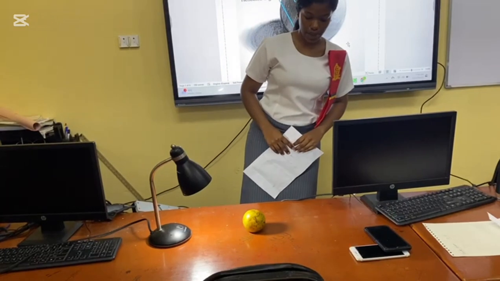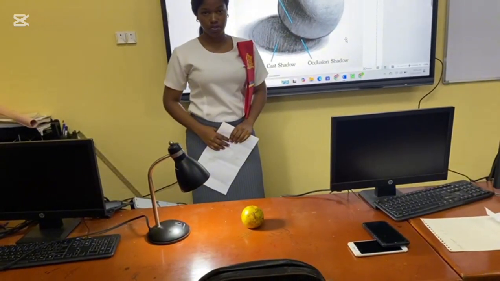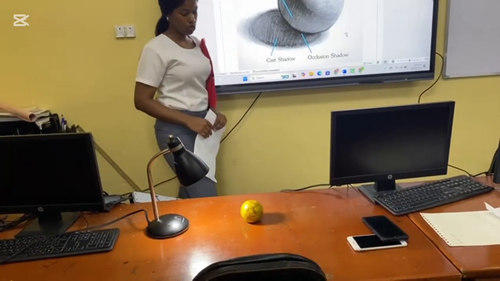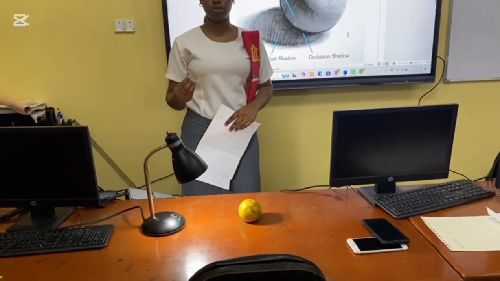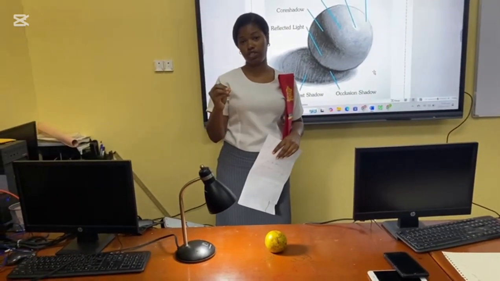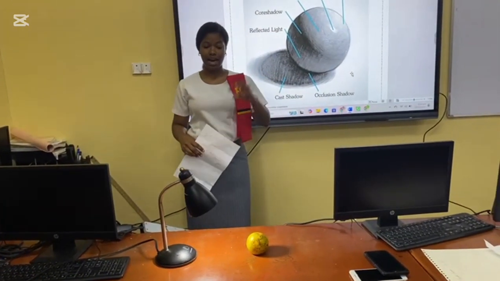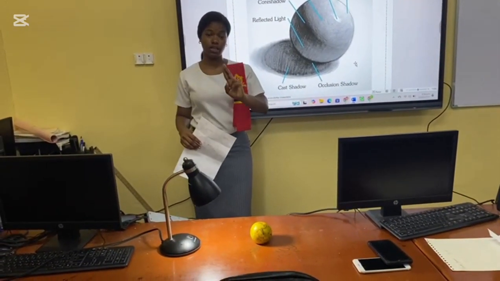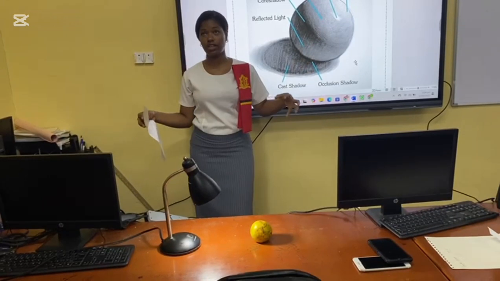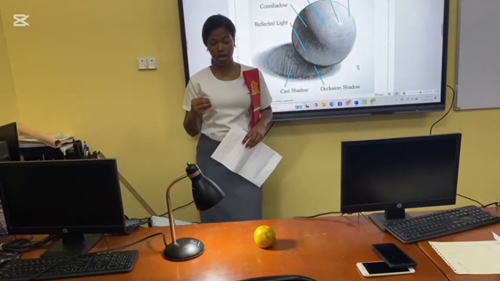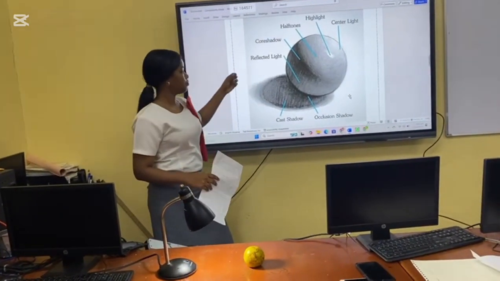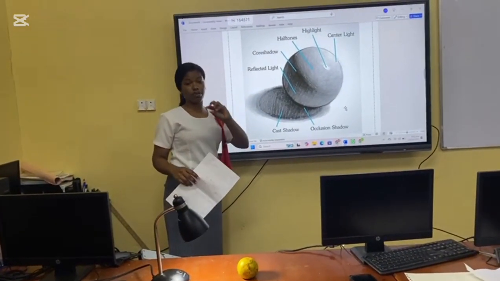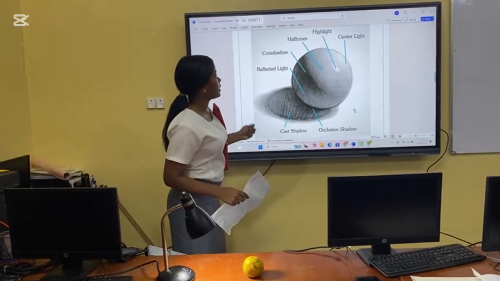Are we seeing the core shadow? Can we identify the core shadow? No, you can't see it. Now, what is important for us to note is that when you're drawing from observation, it's important to have one source of light, because as is right now, the light is coming from many angles, it's harder for us to identify, like our object is showing here. So it might be a bit harder, but we're going to still get a concept. Alright?